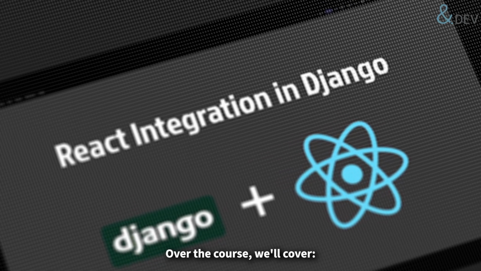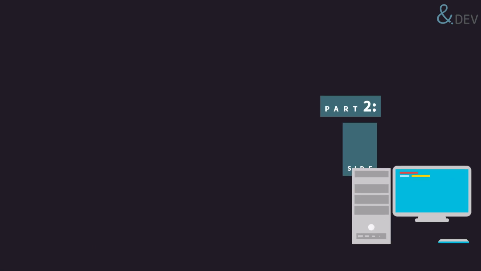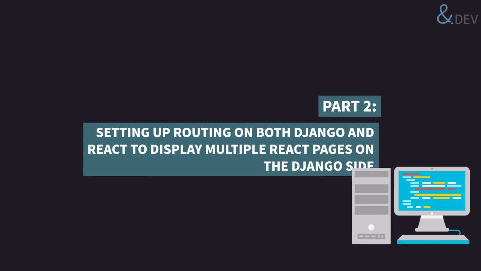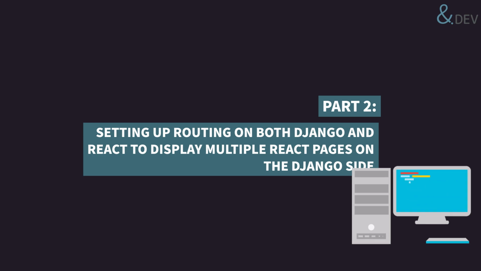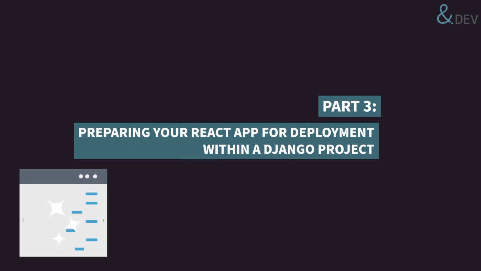Over the course, we'll cover Part 1: How to display React components in Django templates. Part 2: Setting up routing on both Django and React to display multiple React pages on the Django site. Part 3: Preparing your React app for deployment within a Django project.